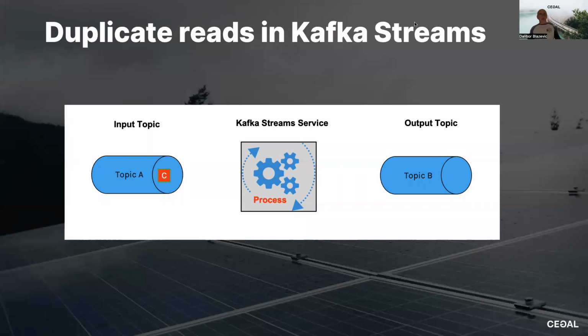So let's see how duplicate reads in Kafka Streams can still occur. A message is delivered and read, and then the Kafka Streams service dies. What's going to happen? Because the Kafka Streams service hasn't committed the message to topic A, it will read it again. And again, a new message is written to the output topic, or at least it will be processed twice, which is not quite what we desire, right?